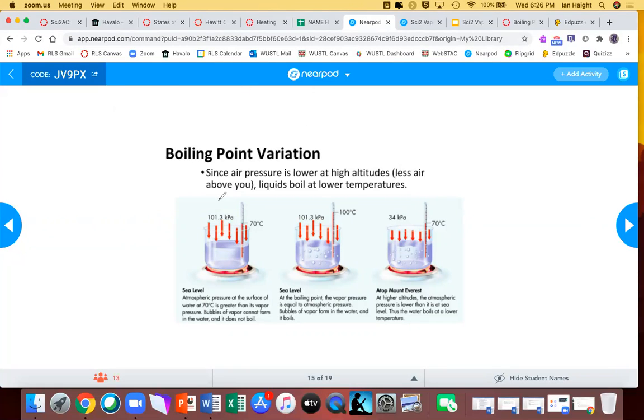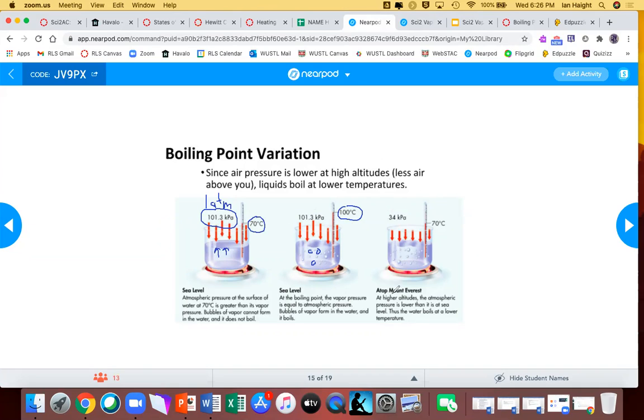Usually at sea level, you experience about 101.3 kilopascals of atmospheric air pressure. That's about 1 atmosphere. We measure 1 ATM. Now, if you were to heat water to just 70 degrees Celsius, notice it's not boiling, right? And that's because the vapor pressure in here has not equaled the atmospheric pressure pressing down on it. But once you hit 100 degrees Celsius, that's when you start to see boiling, right? These liquid molecules now have enough energy to turn into a gas and escape and boil, right? So that's boiling point at sea level.